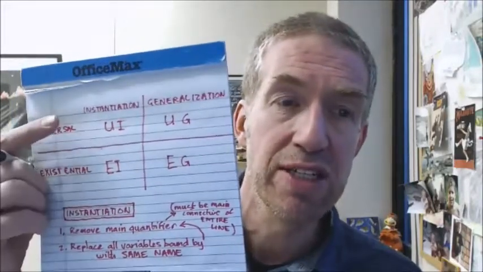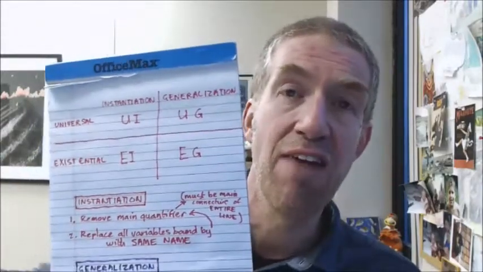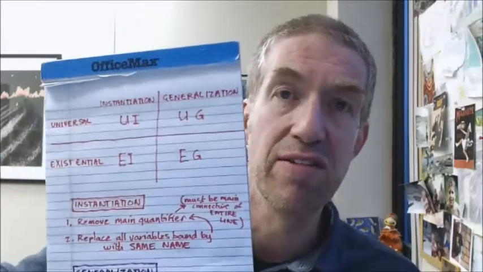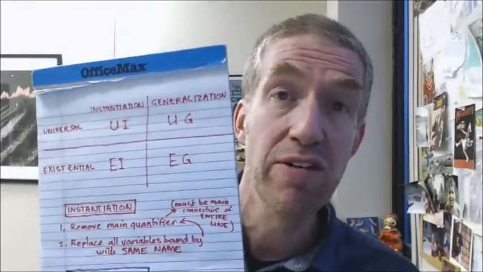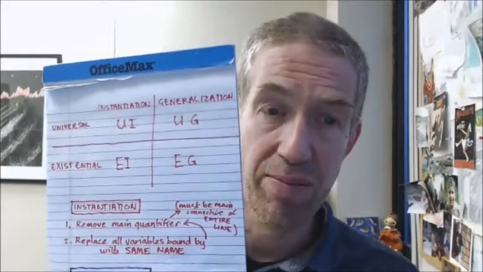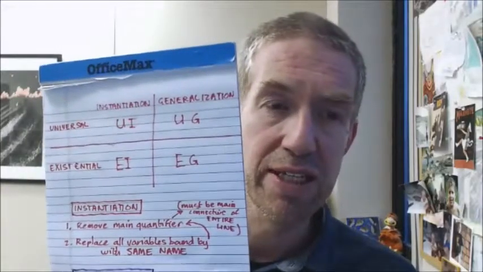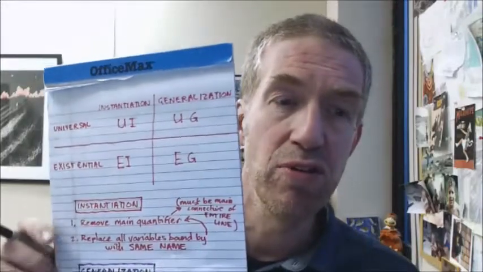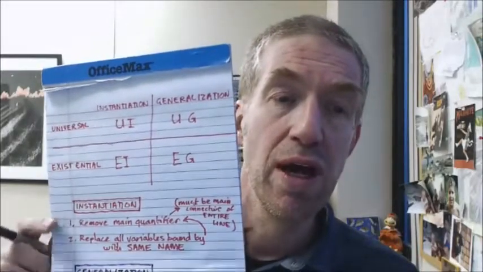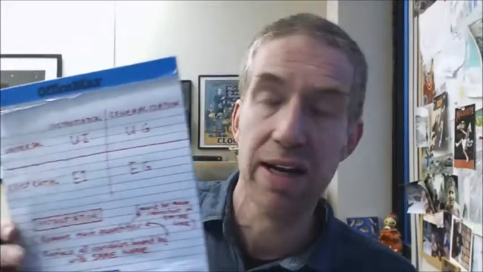Because for universal instantiation, you're going from a universal claim. You're going from something that says everything in the universe is this. So if everything in the universe is this, then you can pick any name you want. That's important. However, with existential instantiation, you can't do that, and we'll get to that in a little bit. But those are the two rules that apply to both kinds of instantiation. All right, let's look at universal instantiation as an example.